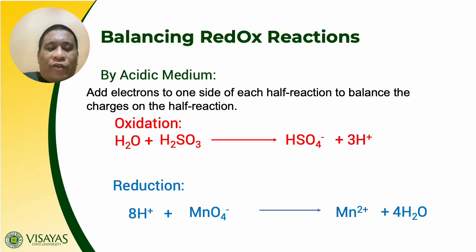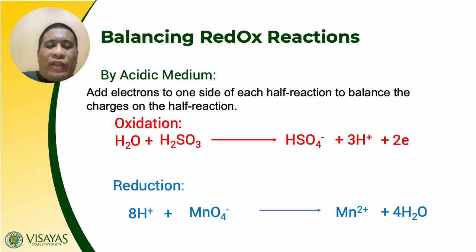And then add electrons to each half reaction to balance the charges. Although we have already balanced the number of atoms in each of the reactants and products for each of the half reactions, we also need to balance the charge. For the oxidation half reaction, overall charge in the reactant side is 0, since H2O and H2SO3 are neutral. Then HSO4 negative is -1, and 3 H plus is +3. All in all, there's a net of +2. Since the reactant side is 0 or neutral, we need to add 2 electrons on the product side.